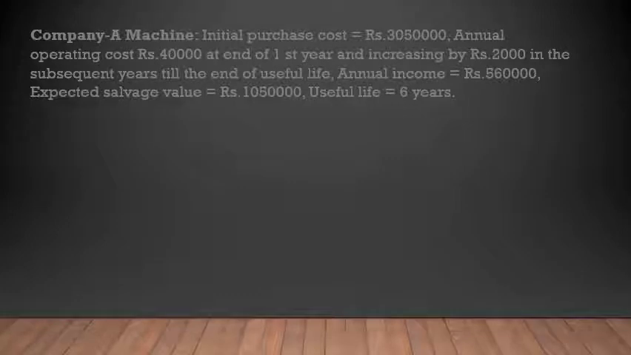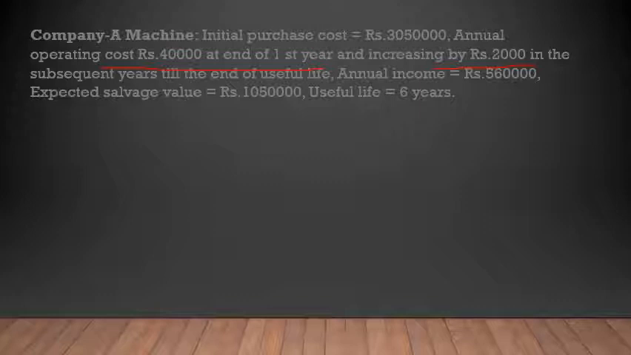What is the first alternative? Let us convert that into a cash flow diagram. Initial purchase cost of 30 lakh 50,000, annual operating cost of 40,000 at the end of first year, increasing by 2,000. So again, see here friends, it has two components. In annual operating cost of 40,000 at the end of first year, increasing by 2,000 means again it is a gradient factor. Okay.